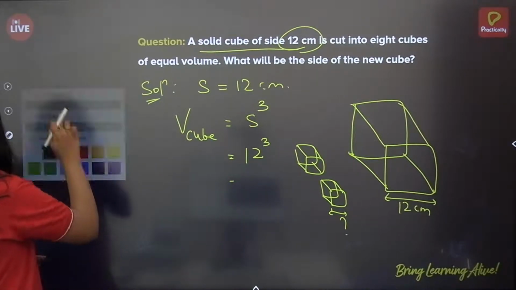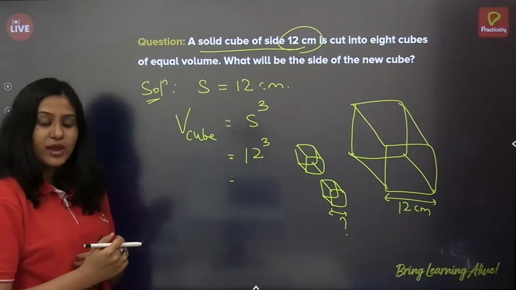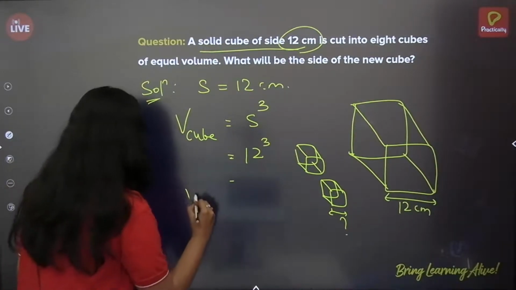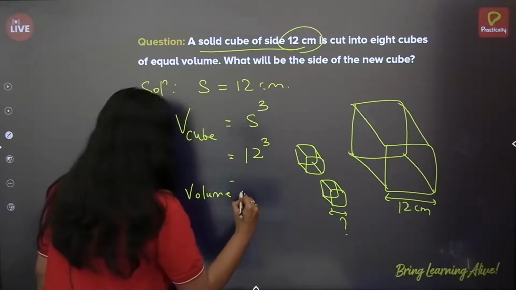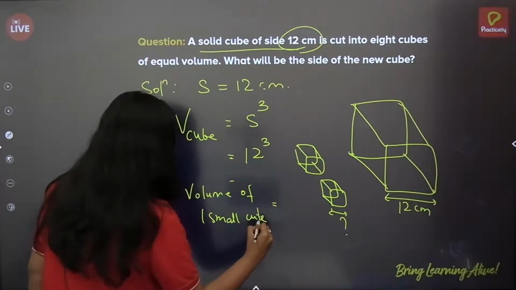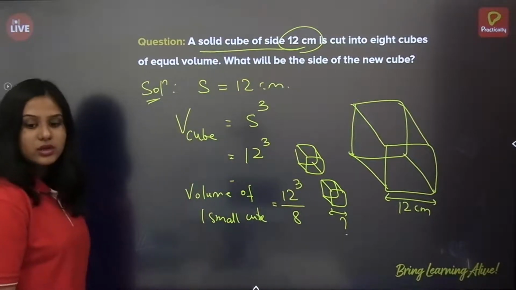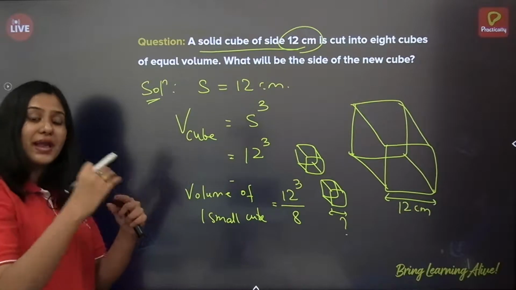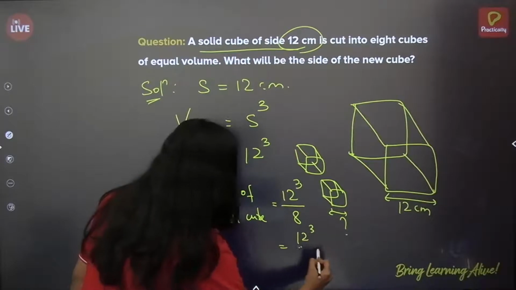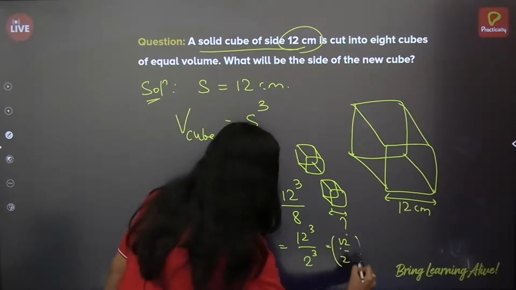Now what is happening? If this cube is cut into 8 smaller cubes, okay? This big cube is cut into small 8 cubes of same volume, correct? So volume of one small cube is equals to 12 cube by 8, correct? Of course. So that volume by 8 because 8 small cubes. Now how can I write 8? It's 2 cube, correct? So I can write it as 12 by 2 whole cube.